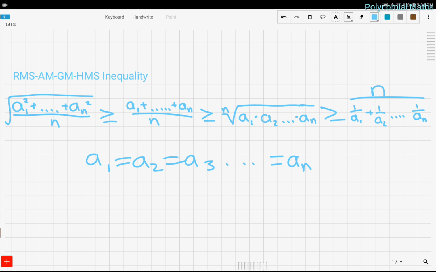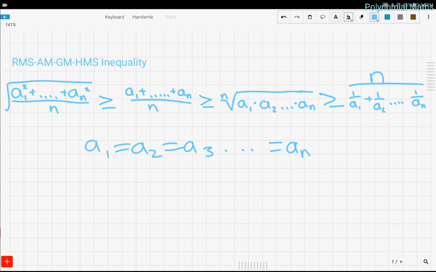And if you don't think this is useful, the RMS AM GM HMS inequality is very useful for many applications, which I'll show in other videos. In this video, I'm just showing what the RMS AM GM HMS inequality is. And if you do a lot of practice problems with these, you'll quickly learn how important the RMS AM GM HMS inequality is. It can be used to prove many other inequalities.